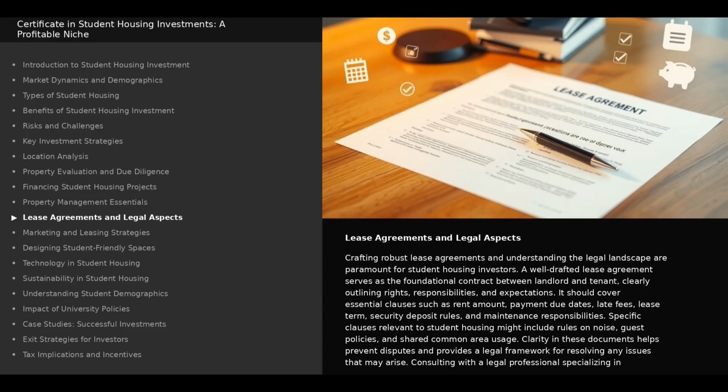It should cover essential clauses such as rent amount, payment due dates, late fees, lease term, security deposit rules, and maintenance responsibilities. Specific clauses relevant to student housing might include rules on noise, guest policies, and shared common area usage. Clarity in these documents helps prevent disputes and provides a legal framework for resolving any issues that may arise. Consulting with a legal professional specializing in landlord-tenant law is highly recommended to ensure compliance with local regulations.